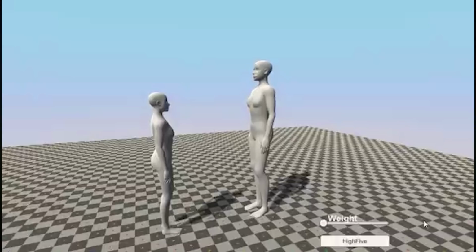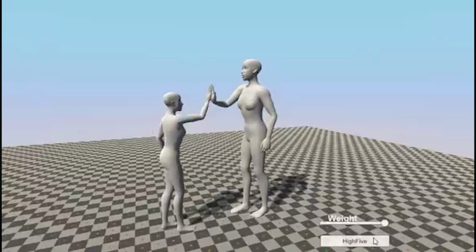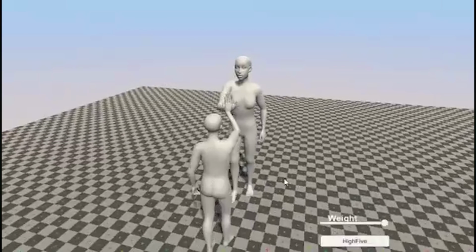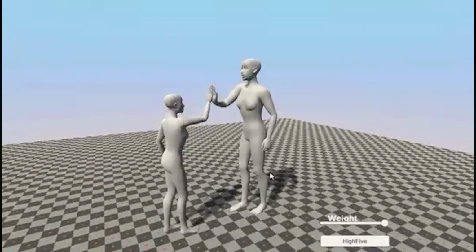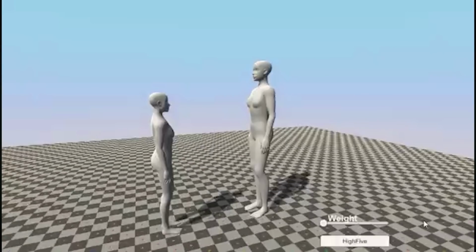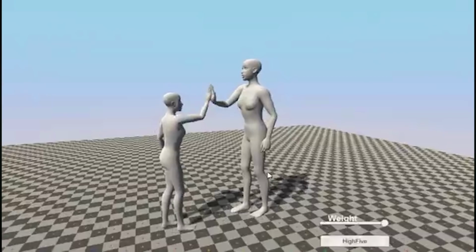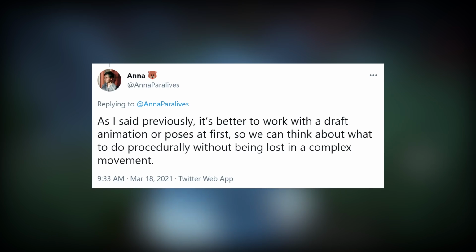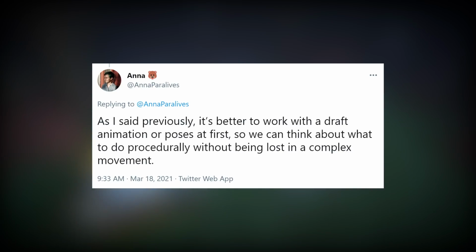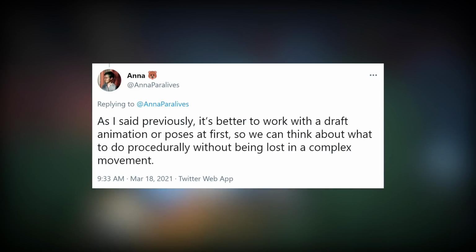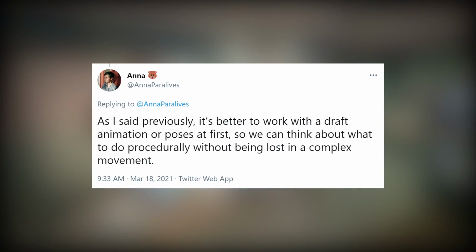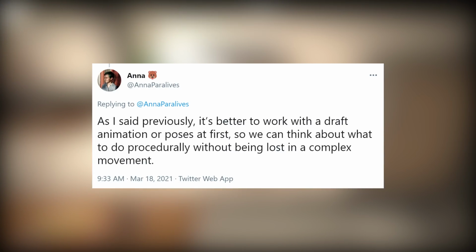After I added a bit of code to change the weight automatically during the animation, here is what it looks like. This test animation was a quick draft. It's definitely not finished yet and far from perfect, but the procedural part is encouraging. As I said previously, it's better to work with a draft animation or poses at first so we can think about what to do procedurally without being lost in a complex movement.